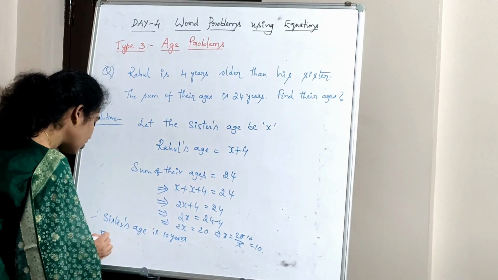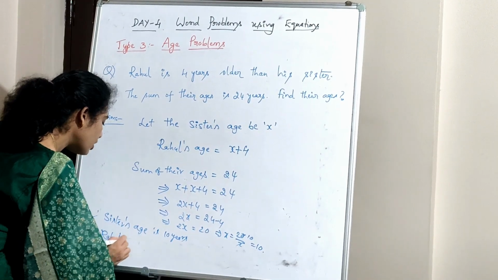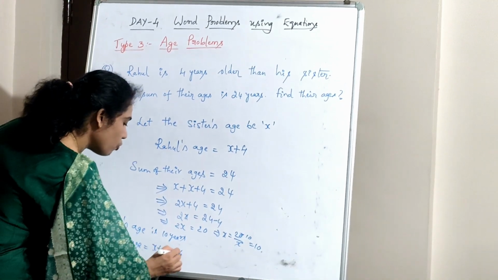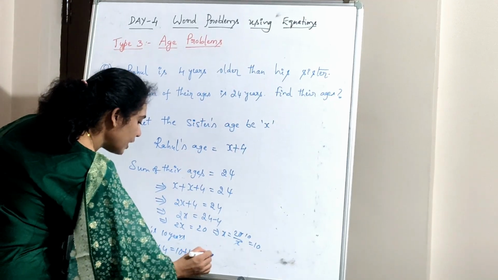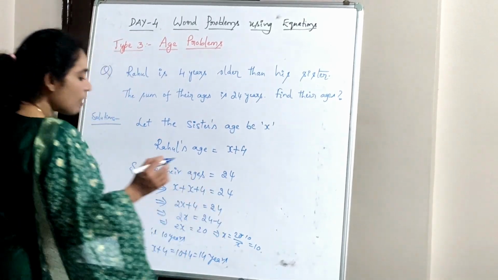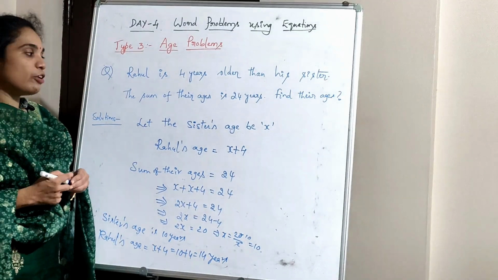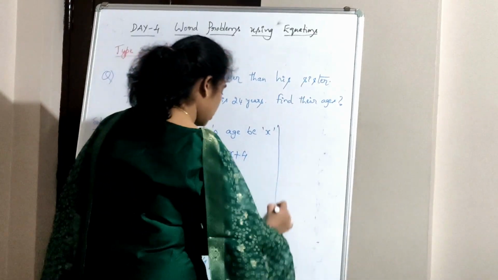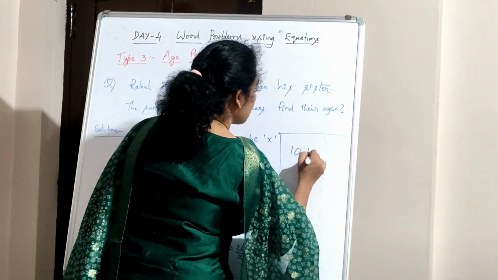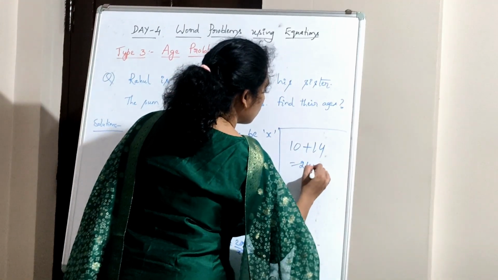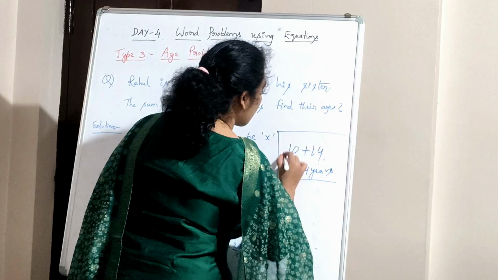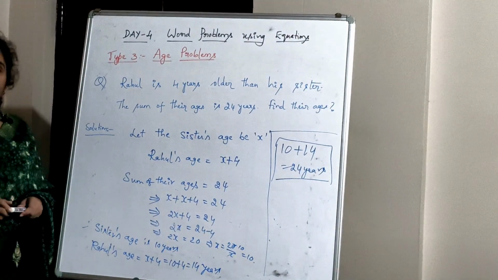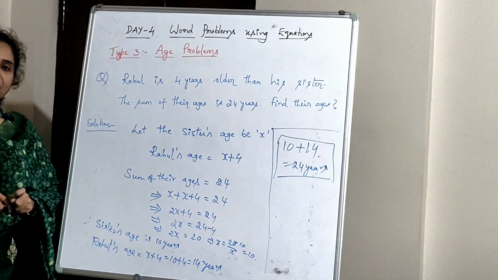Now what is Rahul's age? He is 4 years older than his sister. That means x plus 4, that is 10 plus 4, which is equal to 14 years. Now let's check if the sum of the ages is 24 or not. Verification: 10 plus 14 is equal to 24 years. So the sum of their ages is 24 years. Hence we got the ages correctly.